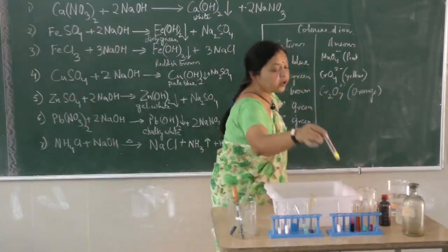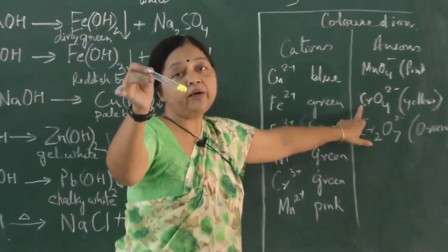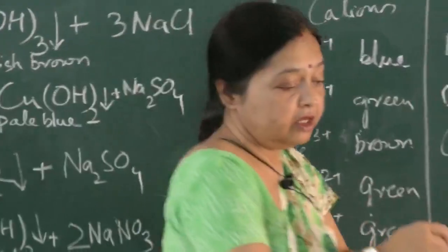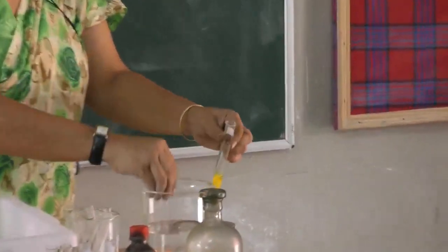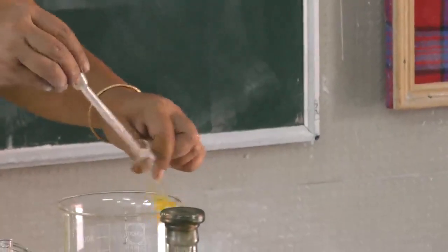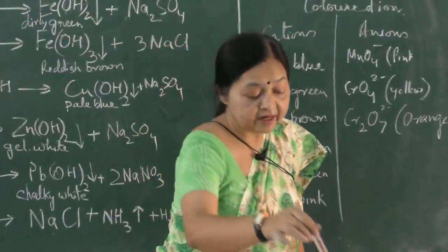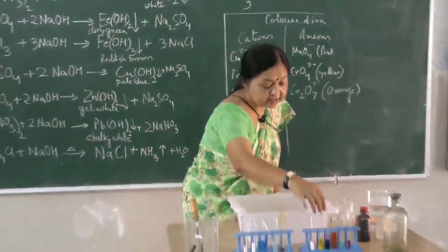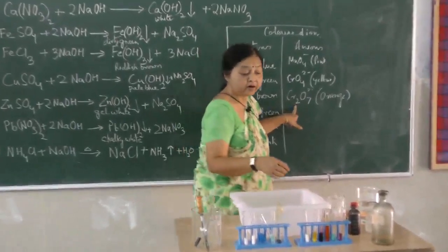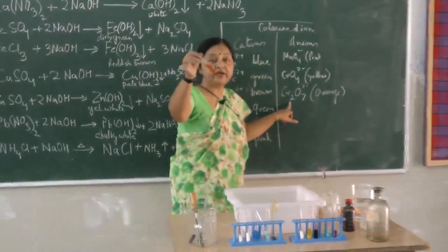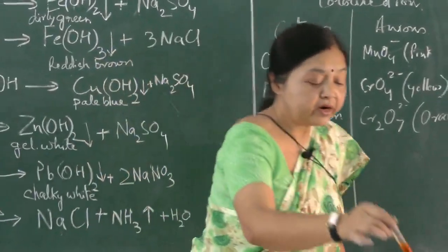Then we have chromate ion, CrO4. Chromate is yellow in color. Even if you add water and make a solution, the ions are yellow. See, it gives a yellow solution. And then dichromate ions are orange in color. Here I made a solution already, this is potassium dichromate solution. So dichromate is orange in color.